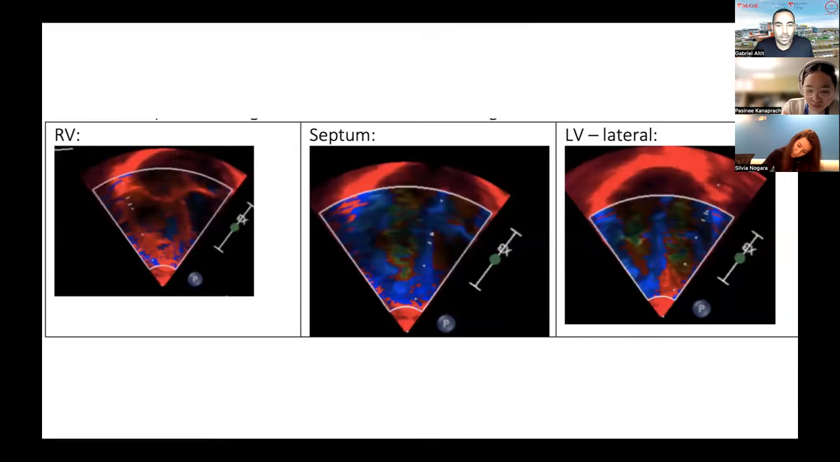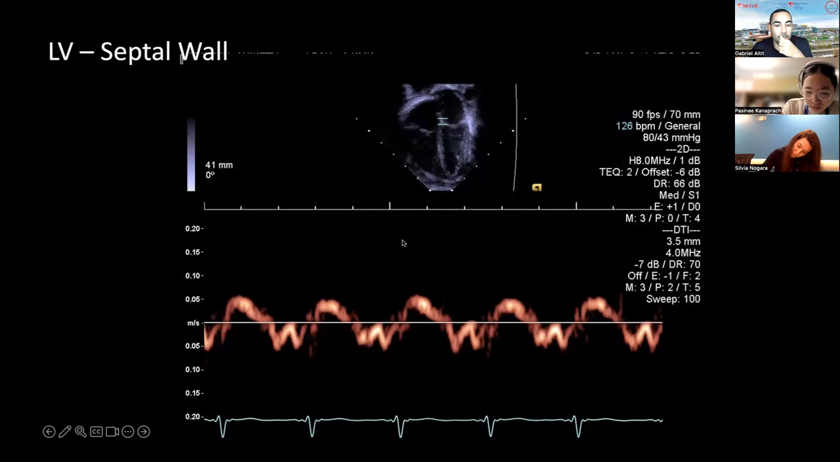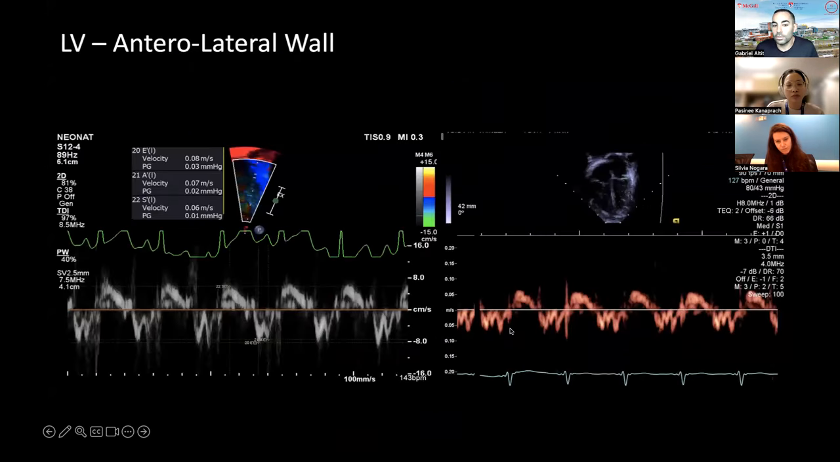Okay. So this is for TDI. This is an example where you're very well aligned. You can see the line is actually on the septum. That's very good. So you can see the S, the E, the A. You can see the IVCT, the IVRT, IVCT, IVRT, and you can do the S prime. And if you don't see it well, sometimes you need to change your scale to really fill your entire space. And sometimes you need to spread out. You need to have less compression to really see all your time differences.